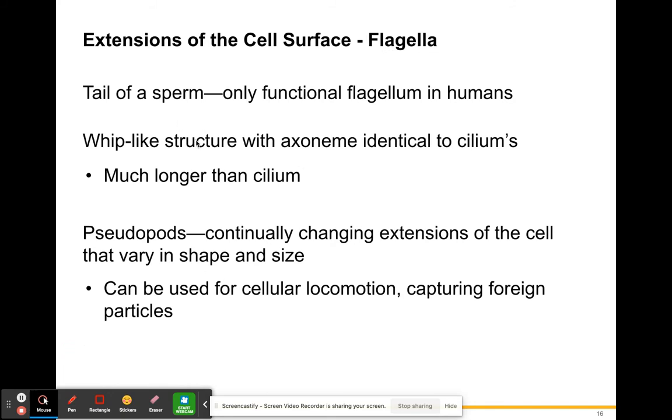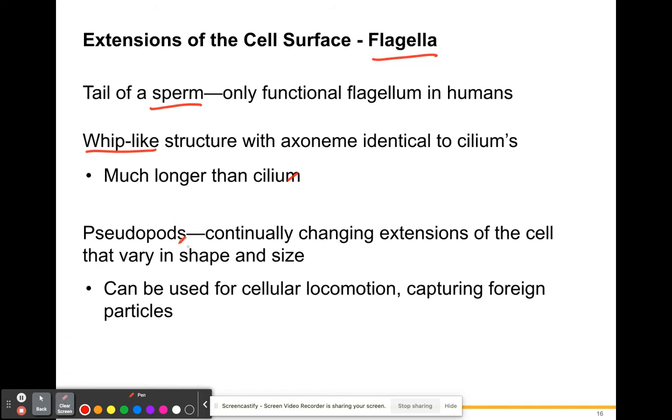Another extension that we have is a flagella. There's only one cell in the entire human body that has a flagella, and that is the male sperm cell. That flagella is going to act like a whip or a tail, and it's going to help to move that sperm in whatever direction it wants to swim in.